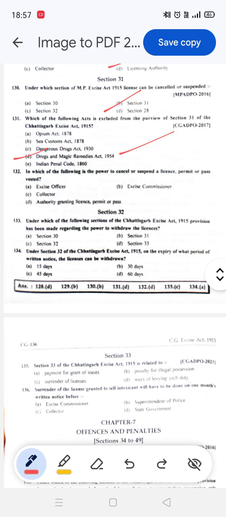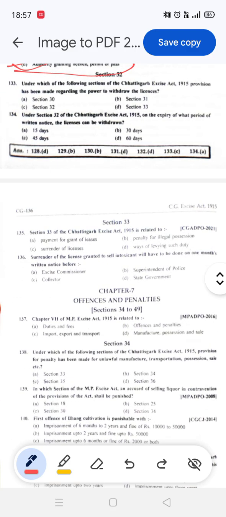Question number 132, in which of the following is the power to cancel or suspend a license, permit or pass vested? So here option C, collector has the power, and the authority giving the license, permit or pass has the power, so option D is correct. Question number 133, under which of the following sections of the Chhattisgarh Excise Act 1915 have provisions been made regarding the power to withdraw licenses? So here section 32 is correct. So option C is correct.